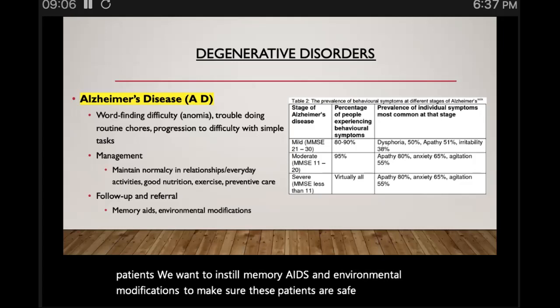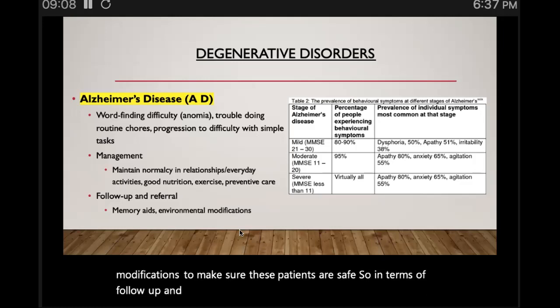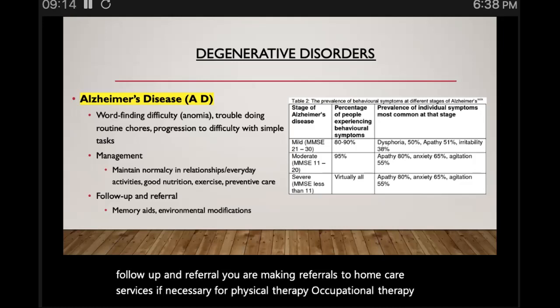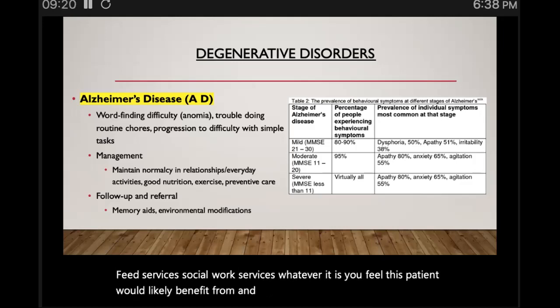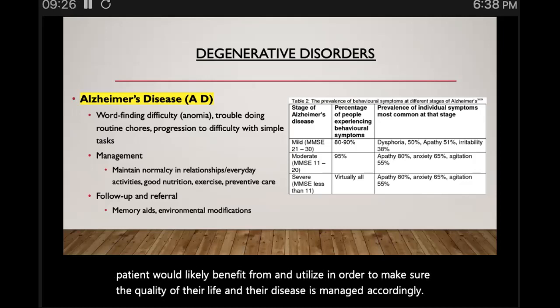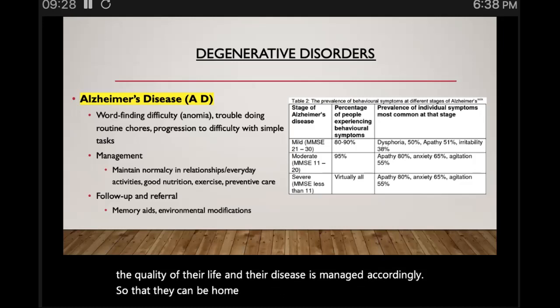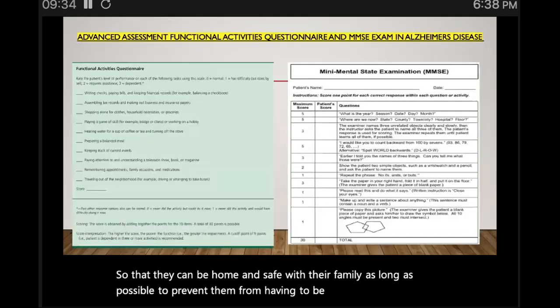So in terms of follow-up and referral, you are making referrals to home care services if necessary for physical therapy, occupational therapy, speech therapy, aid services, social work services, whatever it is you feel this patient would likely benefit from and utilize in order to make sure the quality of their life and their disease is managed accordingly, so that they can be home and safe with their family for as long as possible, to prevent them from having to be institutionalized. I think that's usually the name of the game.